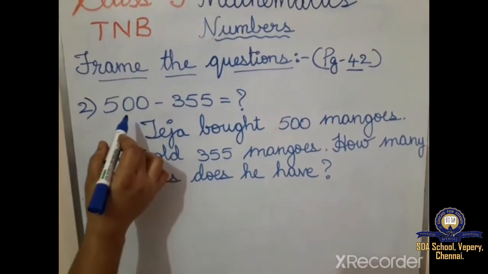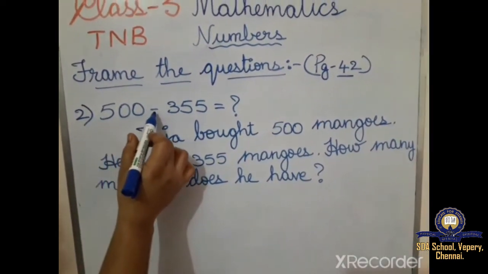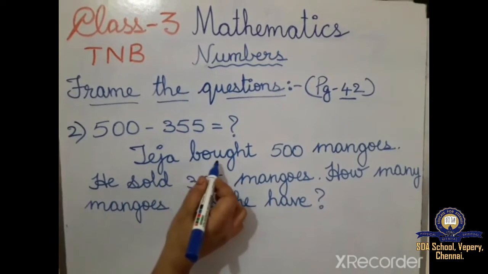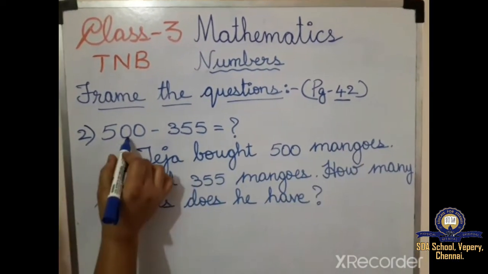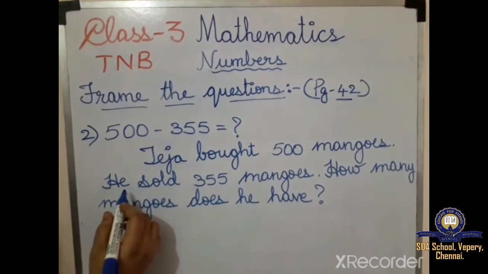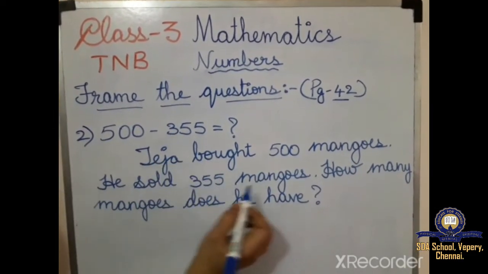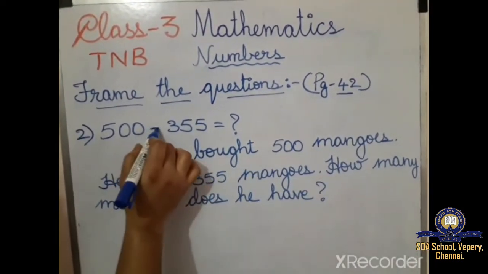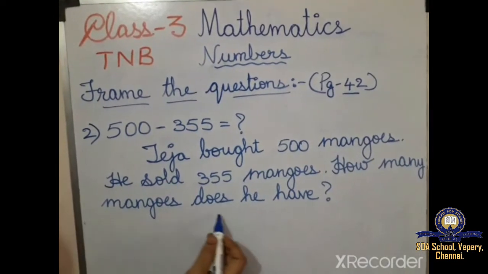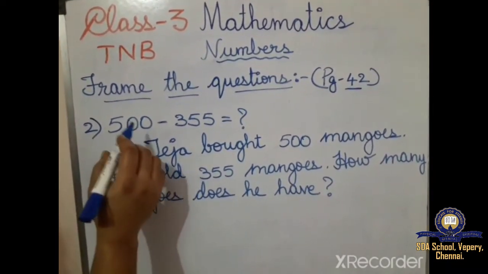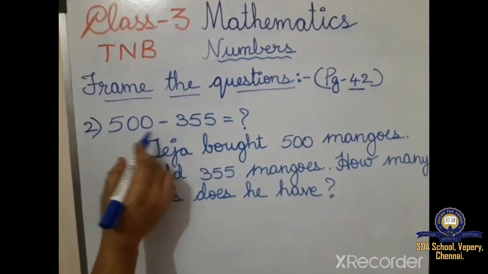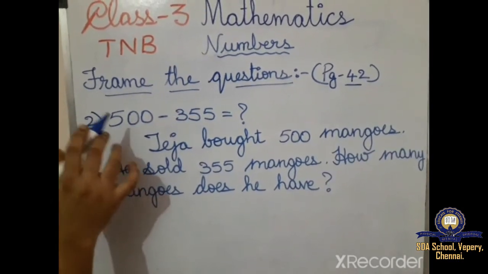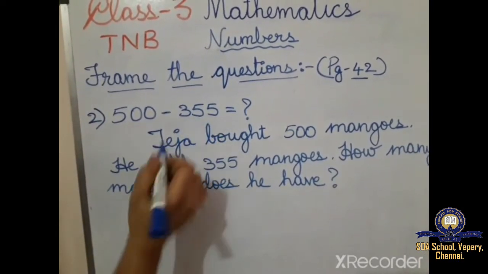The second subtraction sum is 500 minus 355. So we have to frame a question now. Teja bought 500 mangoes. He sold 355 mangoes. Now it is minus. So after buying 500 mangoes, he sold 355 mangoes. So now how many mangoes does he have? So 500 minus 355 we have to do now.